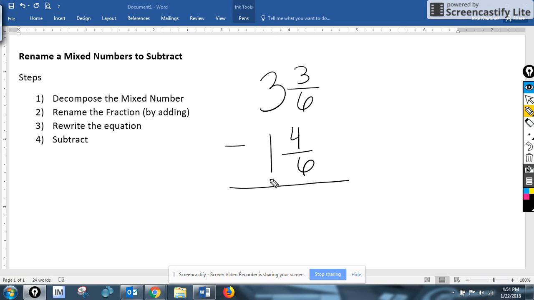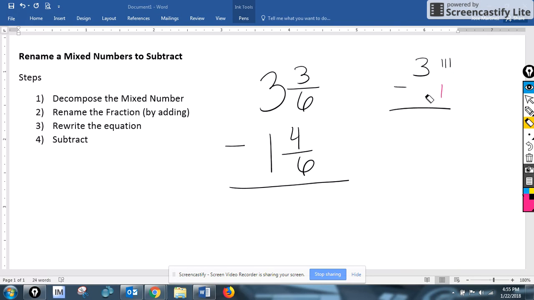So if we look at these numbers, you can subtract 1 from 3. You can do that. But if we look at the fractions, we can't subtract 4 sixths from 3 sixths because 3 is a smaller value than 4. That's like if you want to subtract 4 from 3, we can't do that. We only have 3, but you want to take away 4, you can't do that.